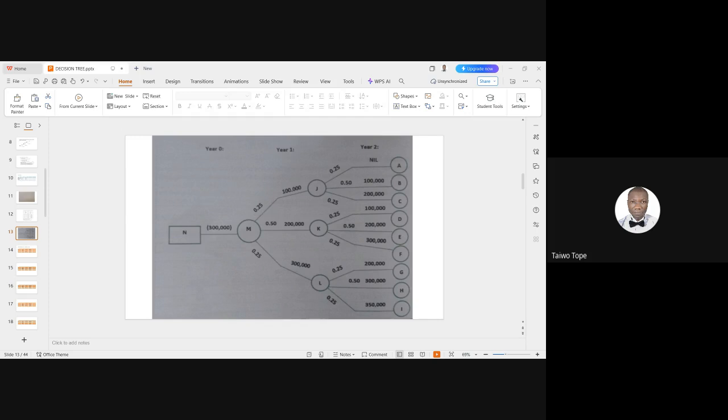Yes, Madam Victoria. The one I sent on the platform, I wrote on the chance node, I wrote the value first before the probability. Is it going to be accepted that way? No, it's accepted, ma. It's accepted. Okay, sir.